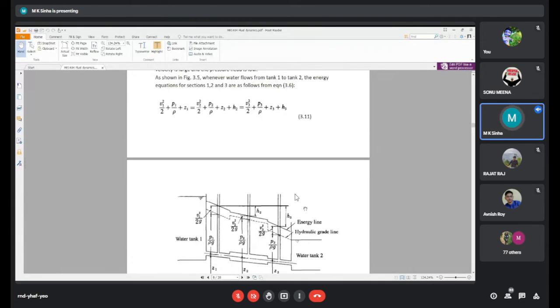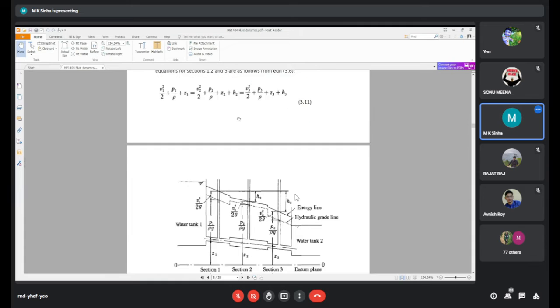At section 2, H2 and H3 are added, that is the head loss or losses due to friction, which we will discuss in the losses. But at the starting section there is no loss because it has just started to flow, and after that it may create some losses. That's why losses are always added to sections other than the first.